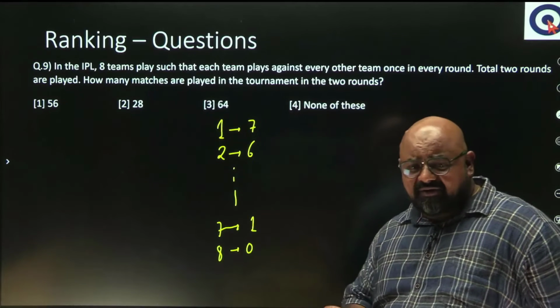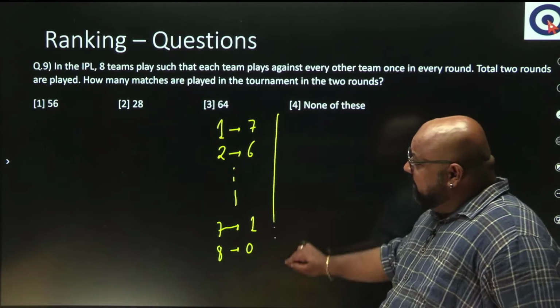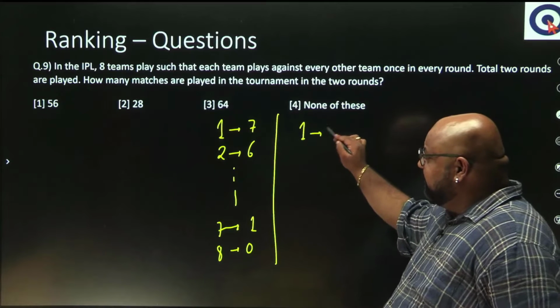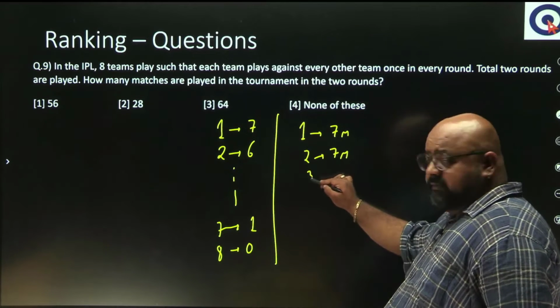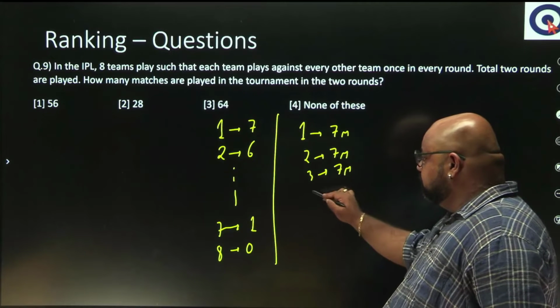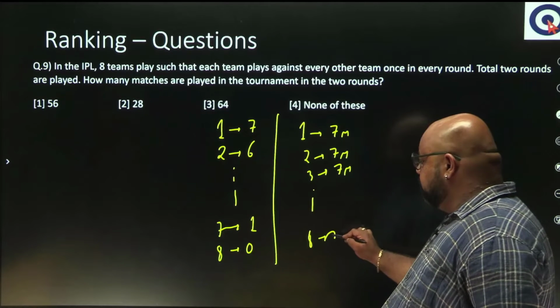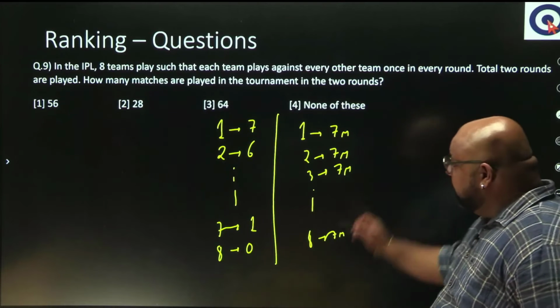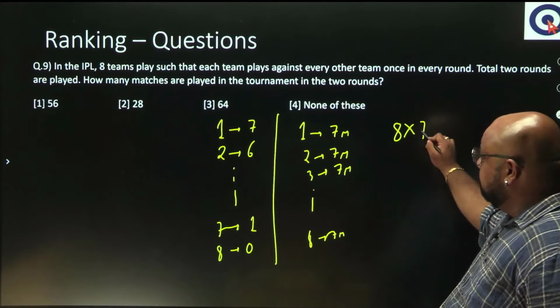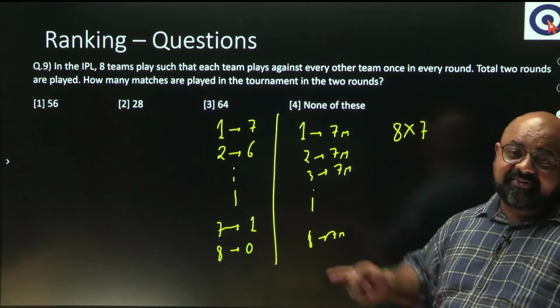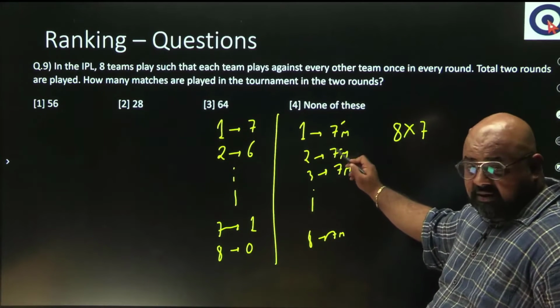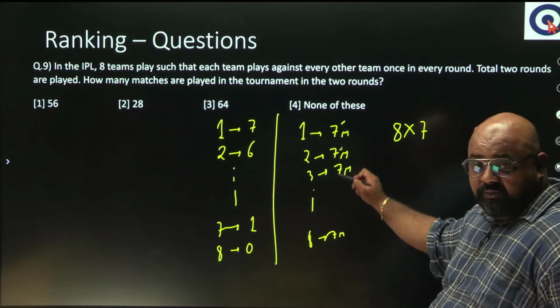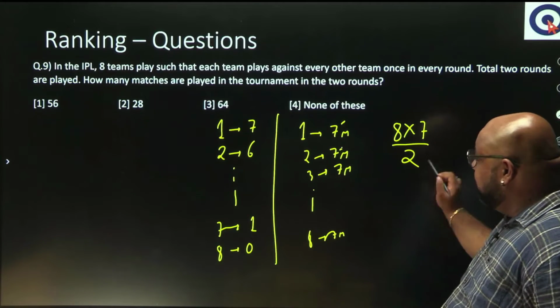I think a better way of looking at it is, see, each team ends up playing 7 matches. So what is the total number of matches played? 8 into 7. But the problem is every match has been counted twice. The match between 1 and 2 is here as well as here. The match between 2 and 3 has been counted in both places. So I divide this by 2.